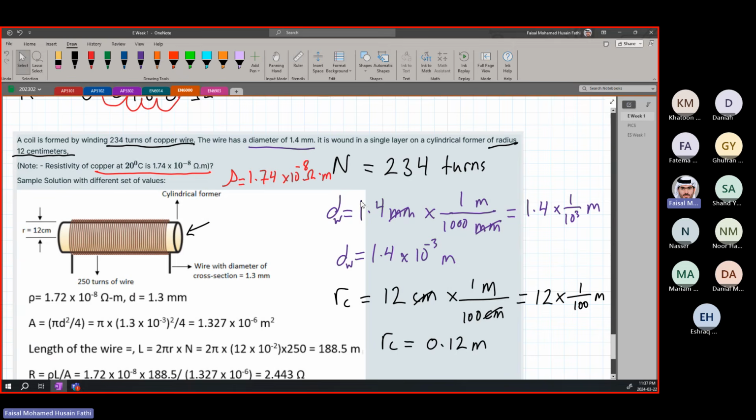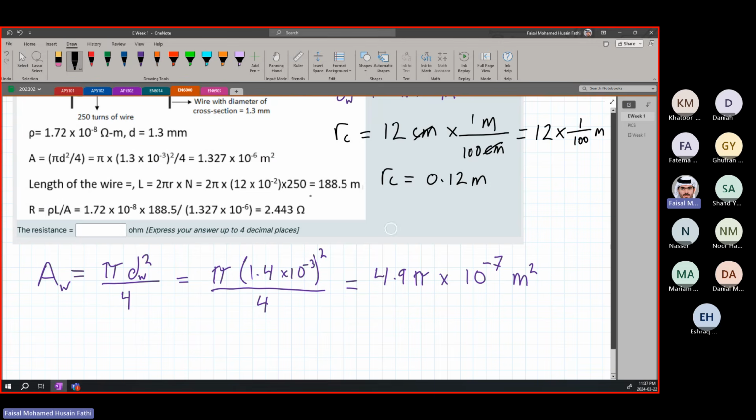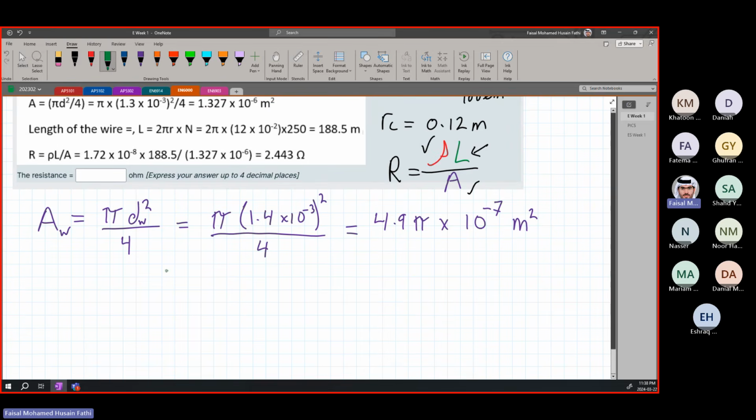Now we need to find the length of this wire. Remember, we are trying to apply this equation at the end of the day. We're trying to apply R is equal to rho L over area. So we found the area. The rho is given. Now we need to find L, the length of the wire. So how can we find it?